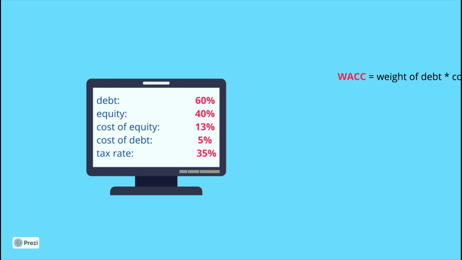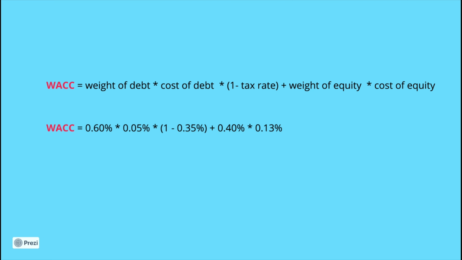Using the formula, we get 0.60 for the weight of debt, 60%, times 0.05 for the cost of debt, 5%, times 1 minus 0.35 tax rate of 35%, plus 0.40 for the weight of equity, 40%, times 0.13 for the cost of equity, 13%. As a result, we get a weighted average cost of capital of 7.15%. This percentage represents our discount rate for determining the value of our project.